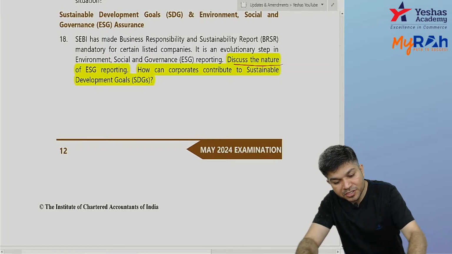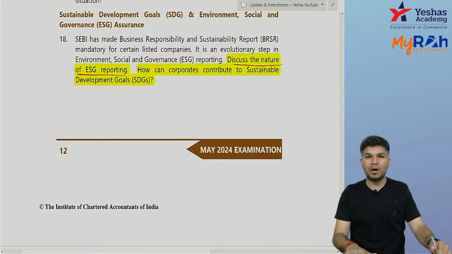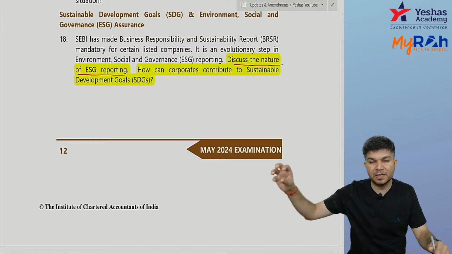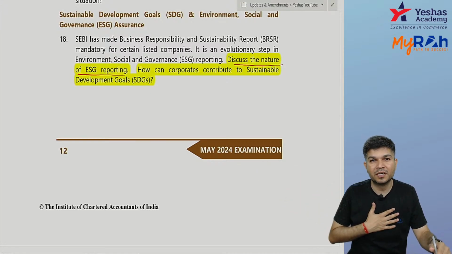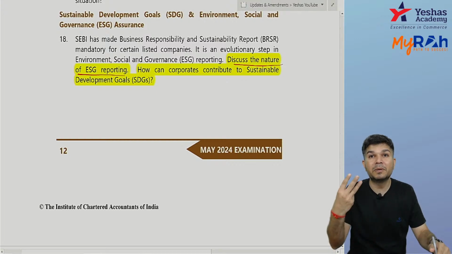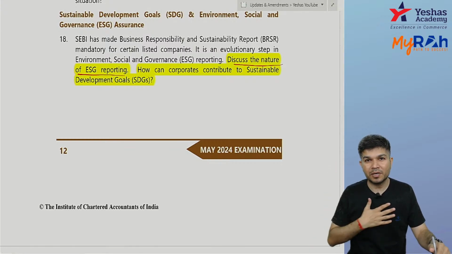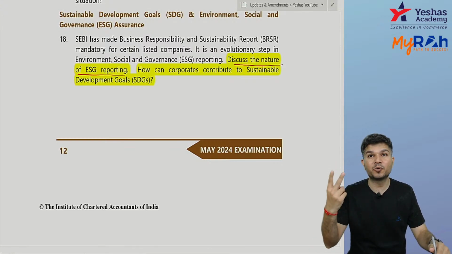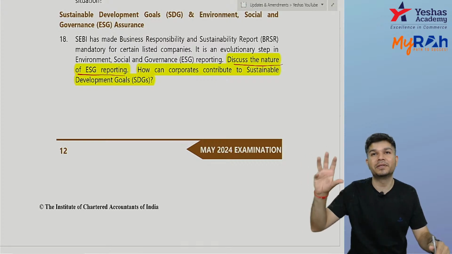Discuss the nature of ESG reporting. The question is not about the Business Responsibility and Sustainability Report. The question is: discuss the nature of ESG reporting. ESG reporting is reporting on 3 pillars: environment, social and governance. So write 2-3 lines about environment, 2-3 lines about social, and 2-3 lines about governance.